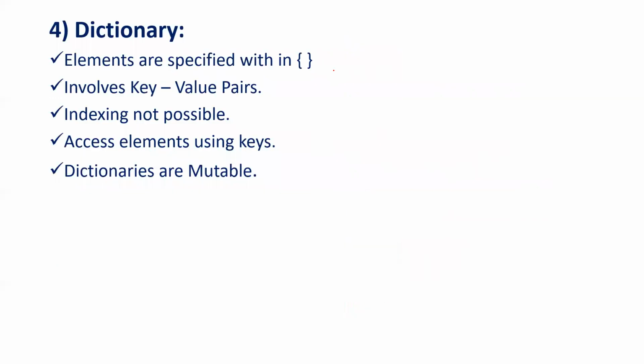And the next thing is the dictionary. Here the elements are specified within curly braces and it involves key value pairs. If you want to access a value, then you need to specify its key. Dictionaries are also mutable. You can add elements to the dictionary. You can modify the existing dictionary. There will be no problem. Indexing is not possible. The entire thing will be based on keys only. Now observe this.